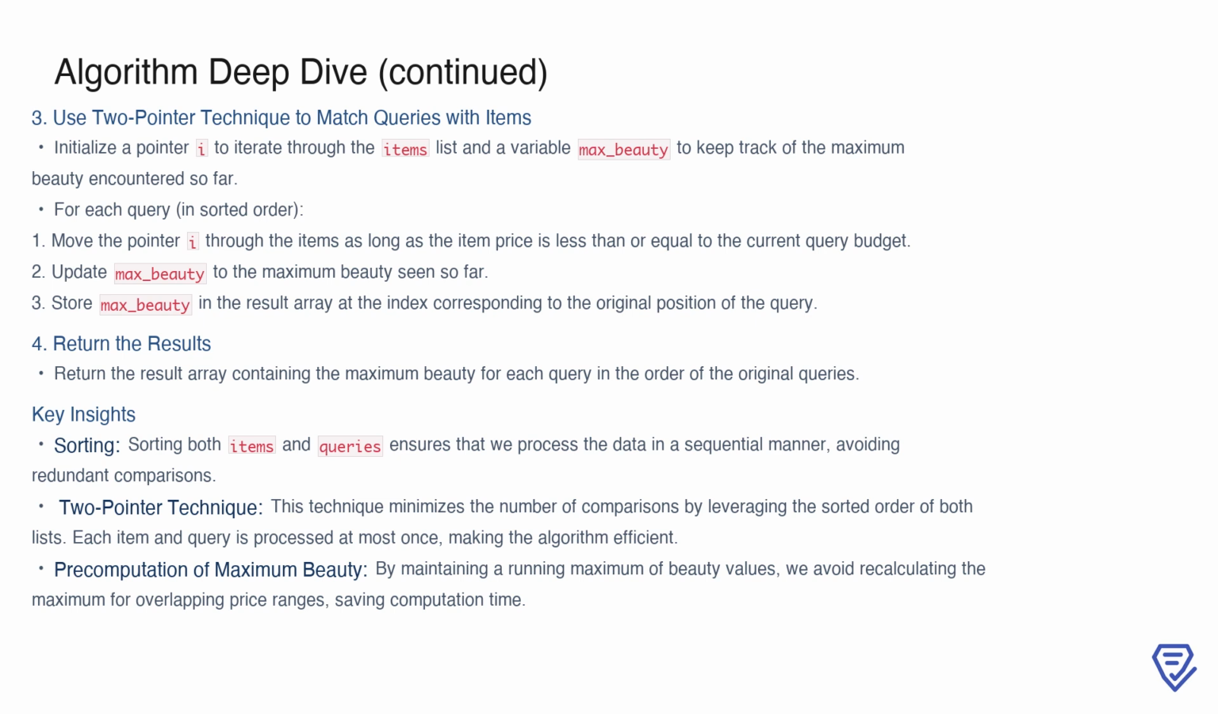Key insights from this approach include the efficiency gained through sorting and the two-pointer technique. Sorting ensures sequential processing and reduces redundant checks, while the two-pointer technique ensures that each item and query is processed at most once. Additionally, maintaining a running maximum of beauty values avoids recalculating the maximum for overlapping price ranges, saving computation time.